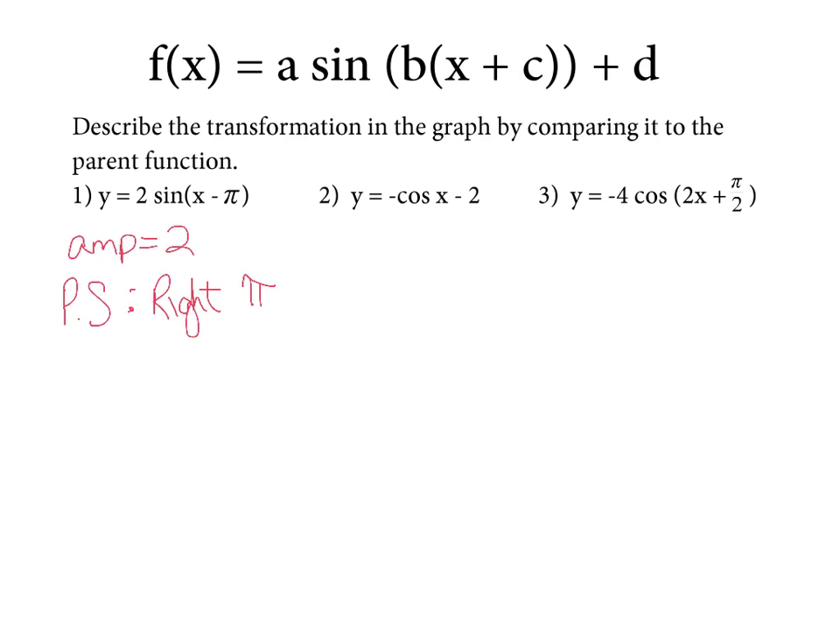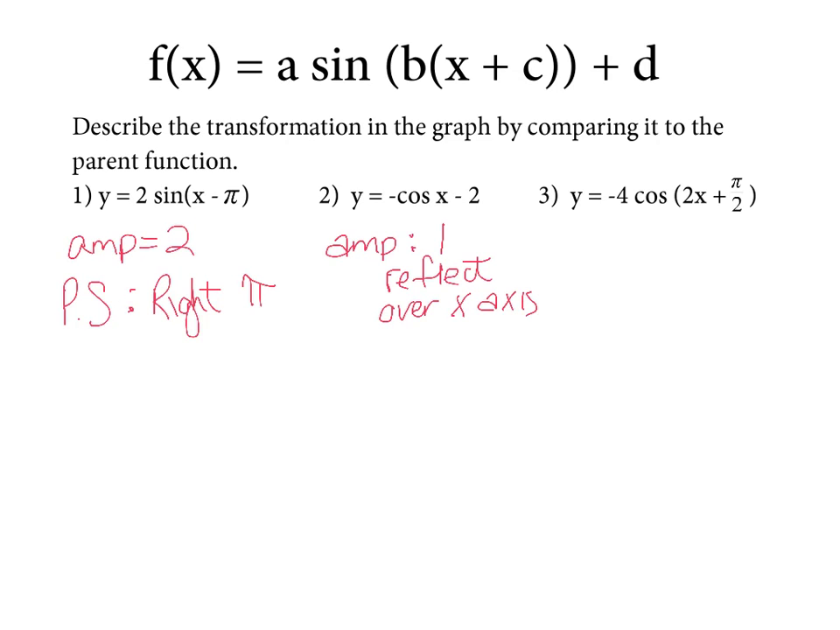Number 2. On this one you have a negative value here. We can kind of think of that as a -1. Remember that the amplitude is the absolute value of A. My amplitude is still 1 here. From the equilibrium, it's going to go up 1 and down 1. What the negative does, though, is it's going to reflect it, and I kind of usually put that with the amplitude. It reflects over the x-axis. It's going to flip it upside down.